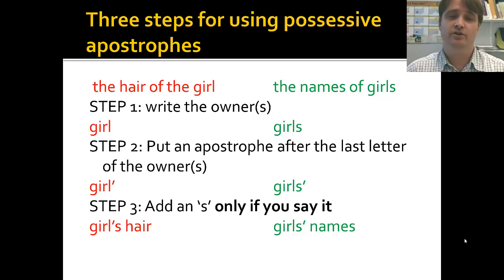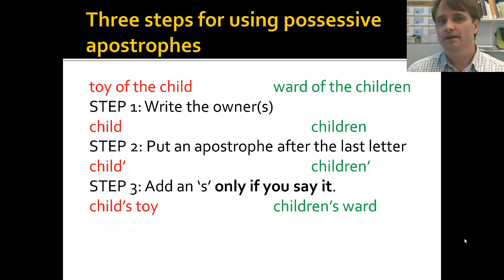So girl, we have the hair of the girl, girl, apostrophe, S, girl's hair. The names of the girls, so more than one, girls, apostrophe, girls'. We don't say girlses, so we don't add an S there. Now, the toy of the child, so child, add an apostrophe, child's. The apostrophe doesn't go after the S, it goes after child. The ward of the children, so children is already plural, children, apostrophe, S.